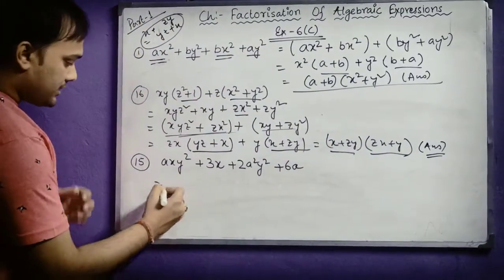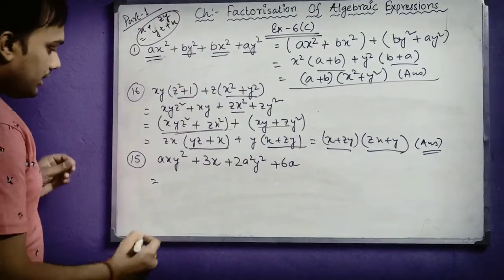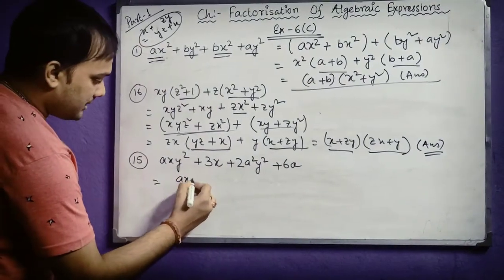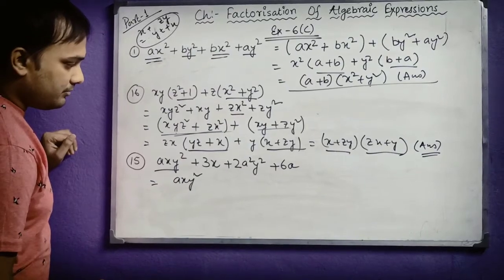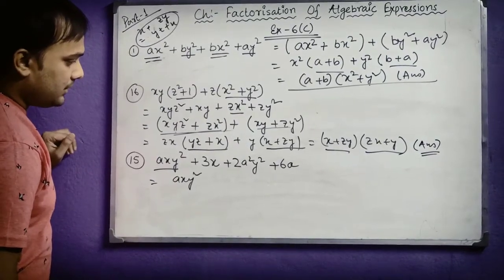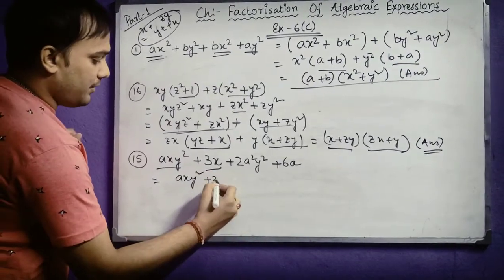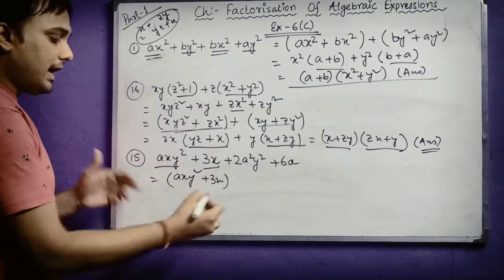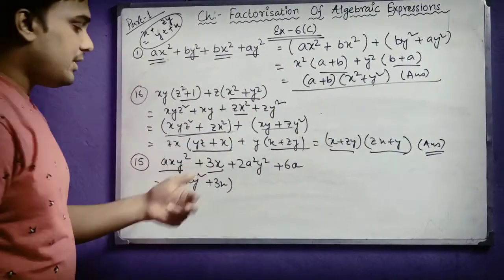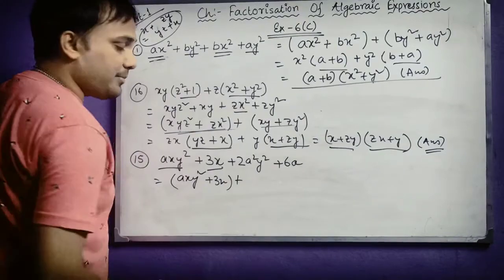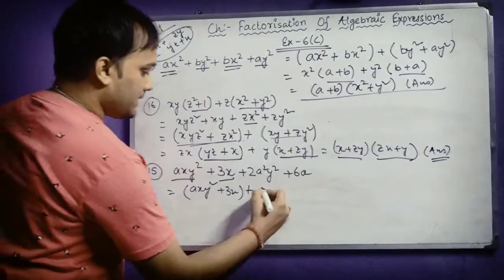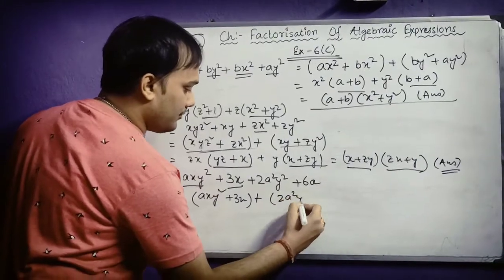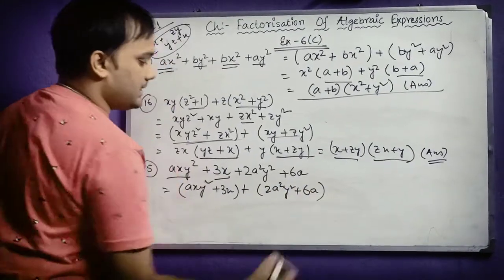Okay, now let us solve this one. Let us make a group, axy square. Along with this, what do you think? Which one should I take? Okay, let me take this one only. Let us see what happens. If my selection is wrong, I will change it. I will take a different one. No issue with that. Mistakes can happen, but the thing is you have to understand whether you have made any mistake or not. Next is 2a square y square plus 6a.